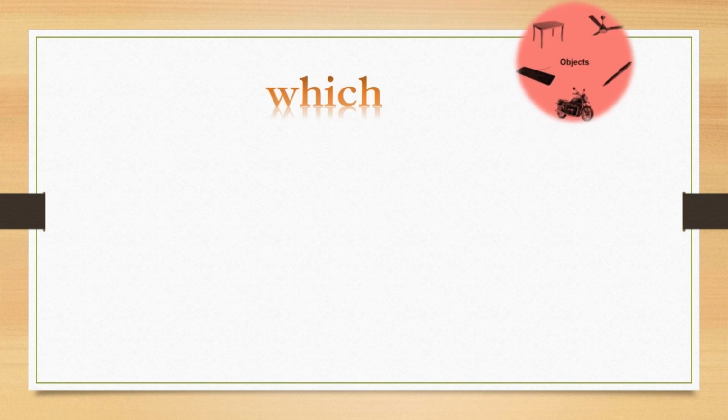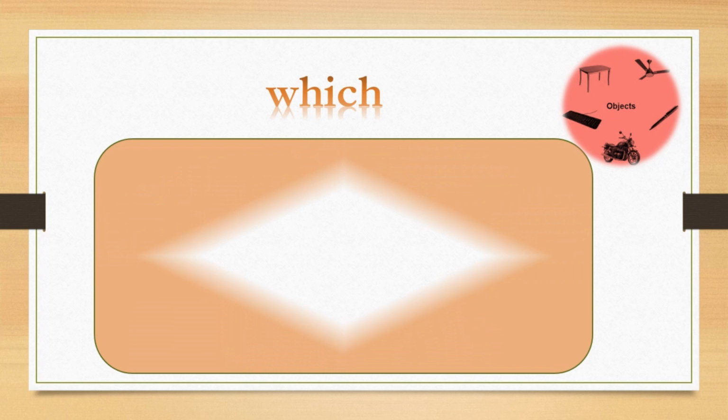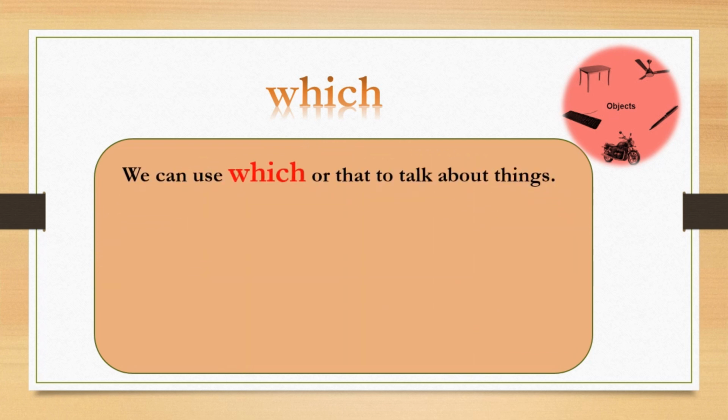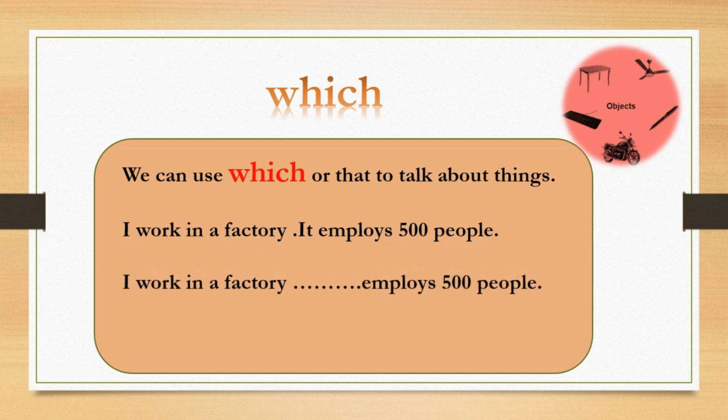Now, which is used when we want to talk about objects or things. I work in a factory. It employs 500 people. Example: I work in a factory. So factory here is impersonal, so it is okay to use which or that.